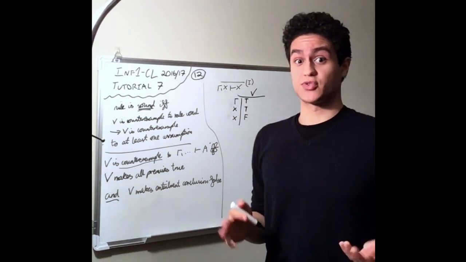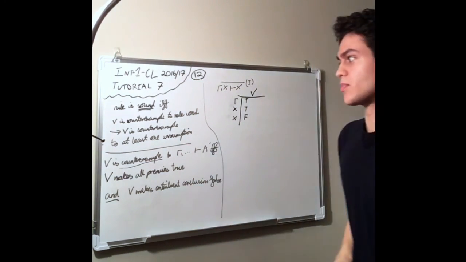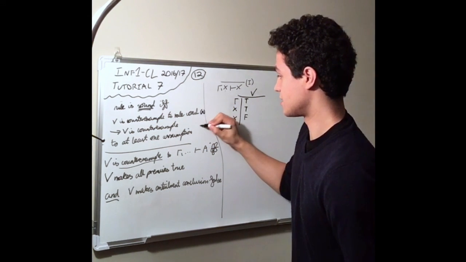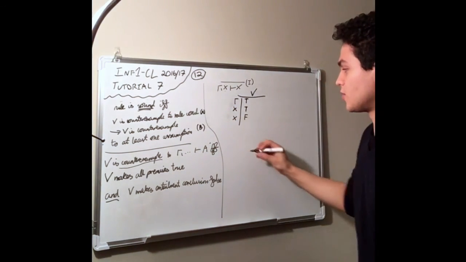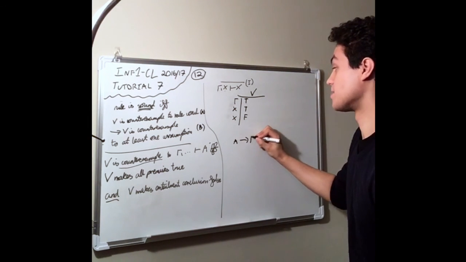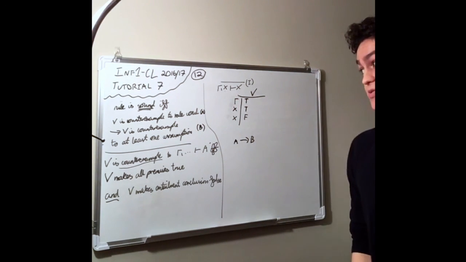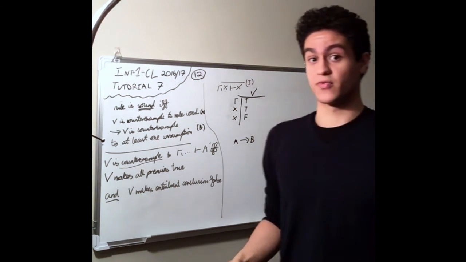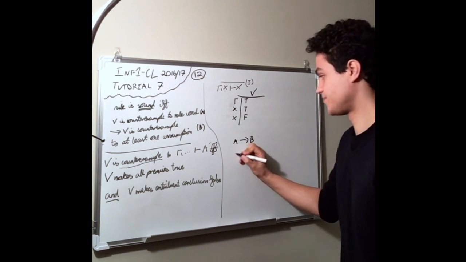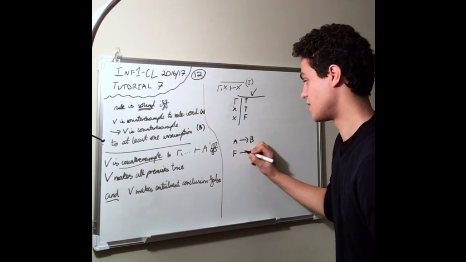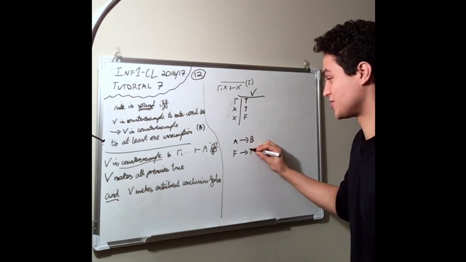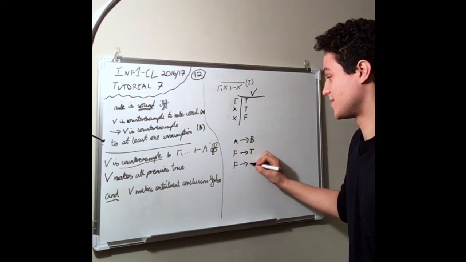So where does that leave us with the definition for sound? Well, remember, if we call this A and this B, we need it to be the case that A implies B for our rule to be sound. We remember from propositional logic that false implies true, and false implies false.